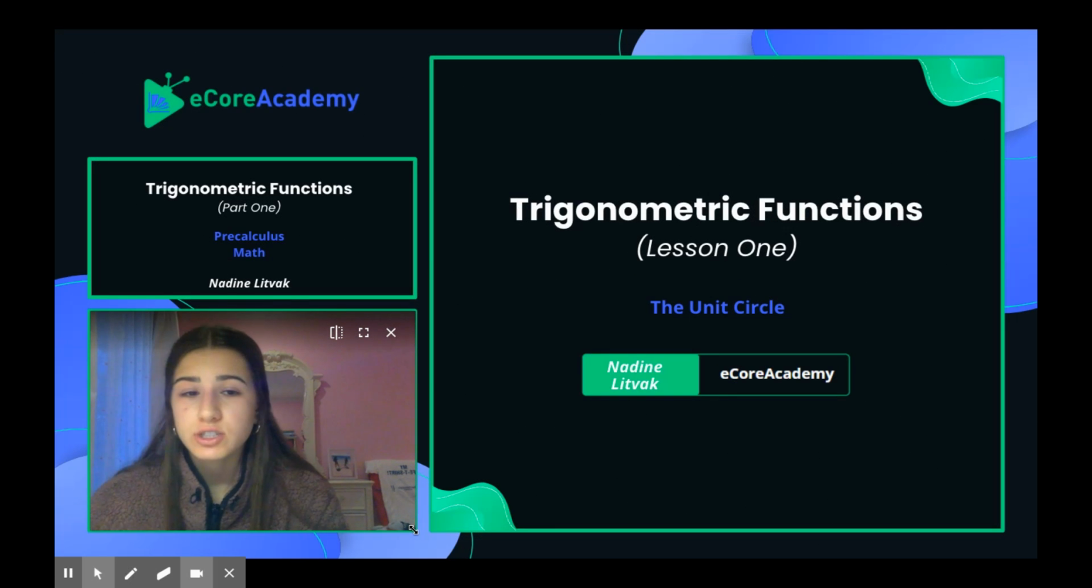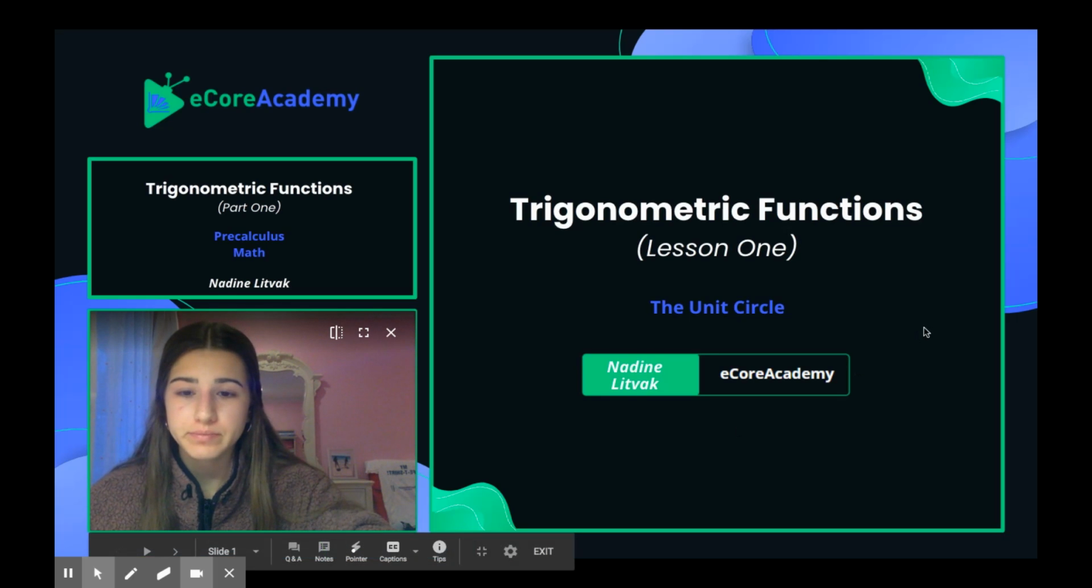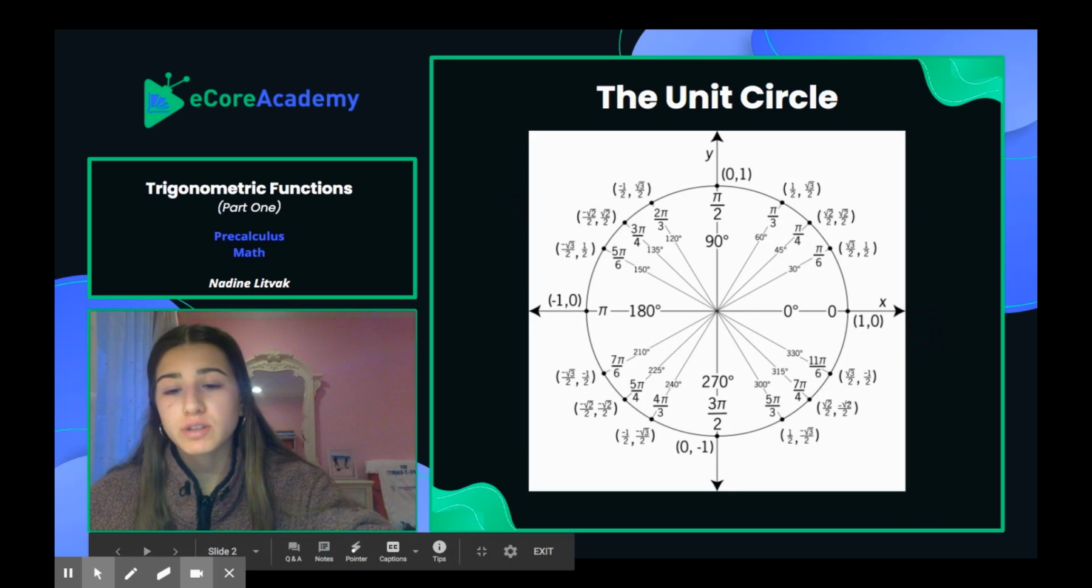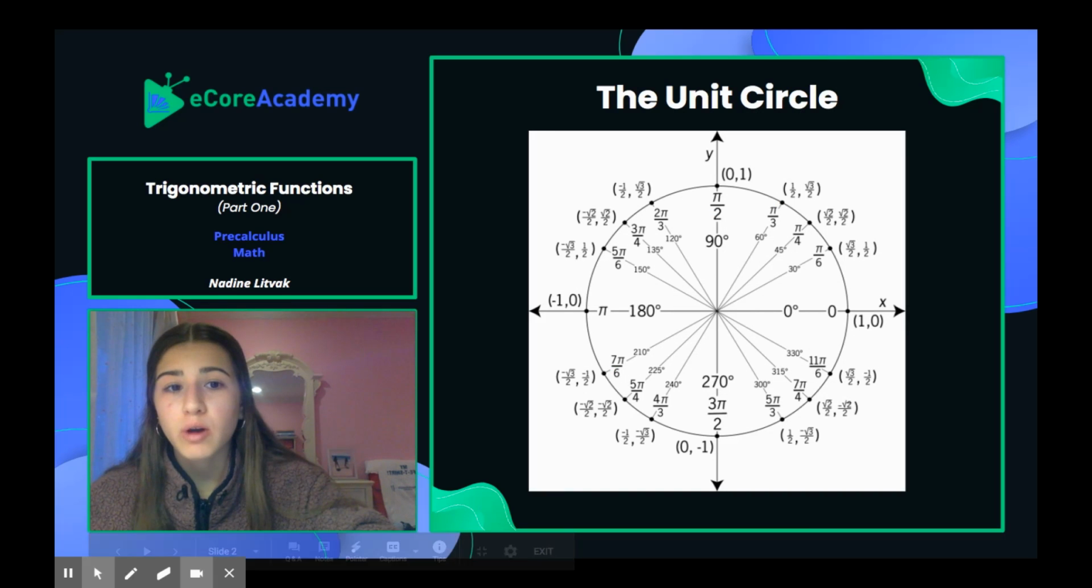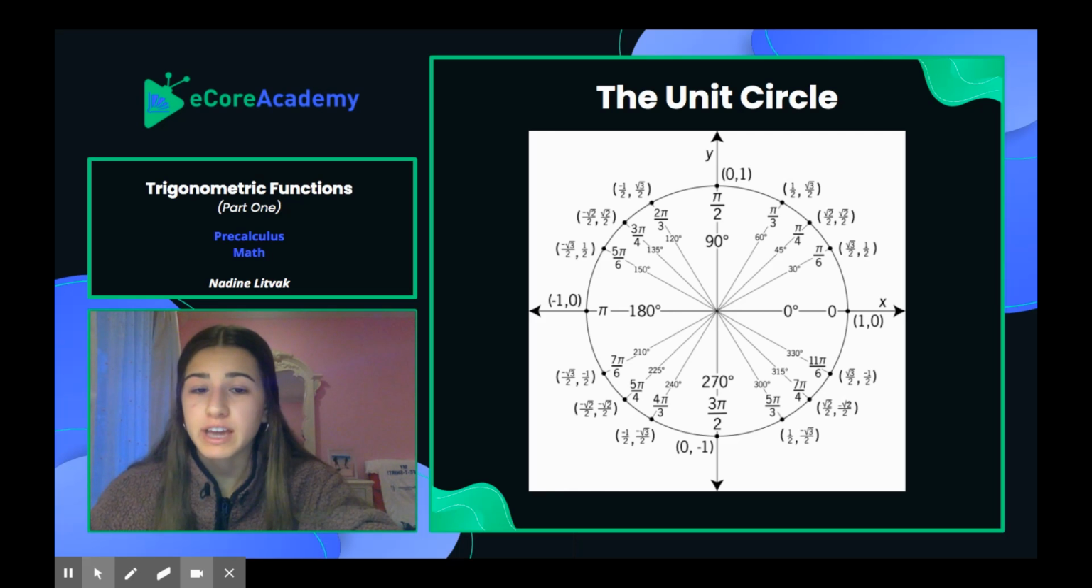The first unit is trigonometric functions, and the first topic in trigonometric functions is the unit circle. In this video, I will be going over the unit circle with you guys. So here's a picture of the unit circle, and in this video, I will be showing you what it is, how to use it, and how it applies to precalculus.